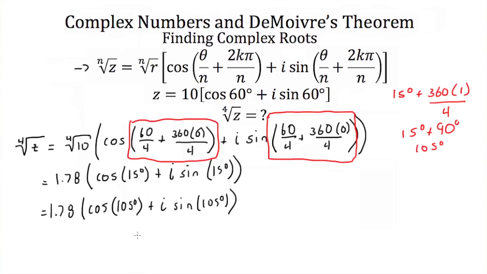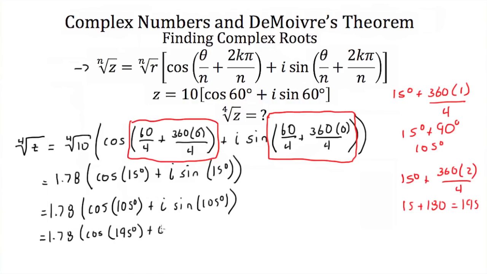For our third solution, our k value goes up to 2. So again, we have 15 degrees, 60 over 4, plus 360, this time times 2 over 4. This is equal to 180. So I have 15 plus 180, which is equal to 195. So my third solution for this root is 1.78 times the cosine of 195 degrees plus i times the sine of 195 degrees.